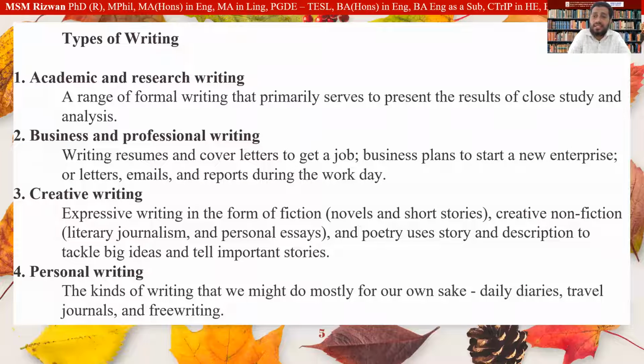Now let us discuss the types of writing. When you think of the types of writing, basically you have to understand academic and research writing, business and professional writing, creative writing, as well as personal writing.